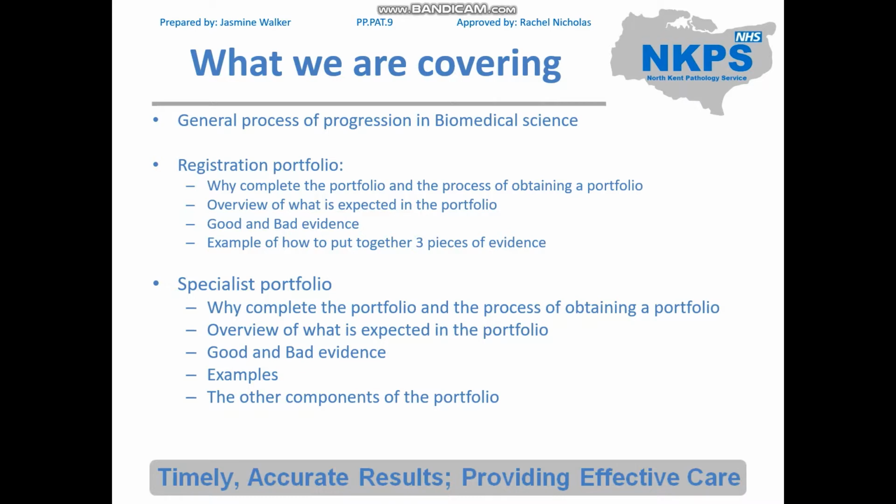So how are we going to start? We're going to go through the general process of progression in biomedical science. Then in this talk, we're going to go through the registration portfolio, why you'd complete the portfolio and the process of obtaining a portfolio, overview of what is expected in the portfolio, good and bad evidence, and examples of how to put together 3 pieces of evidence for each section. Then in our second talk, we'll go over the specialist portfolio and we'll be following very similar contents.